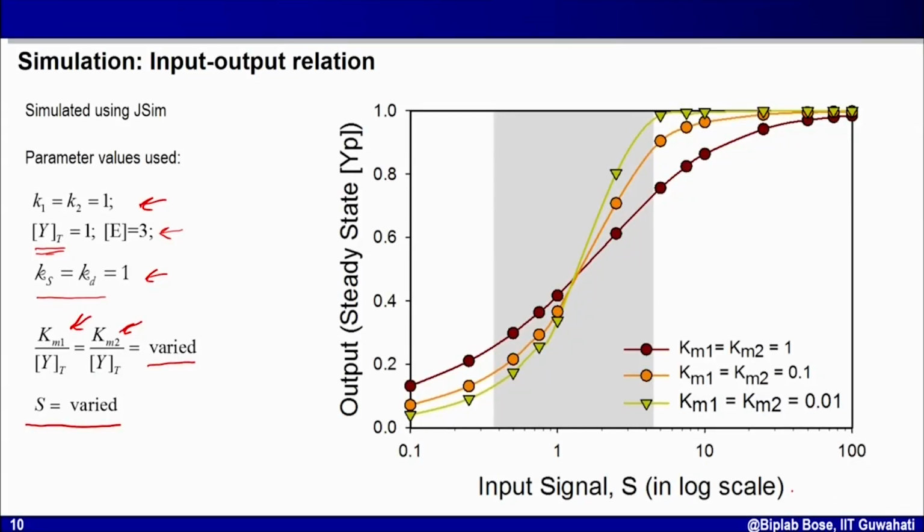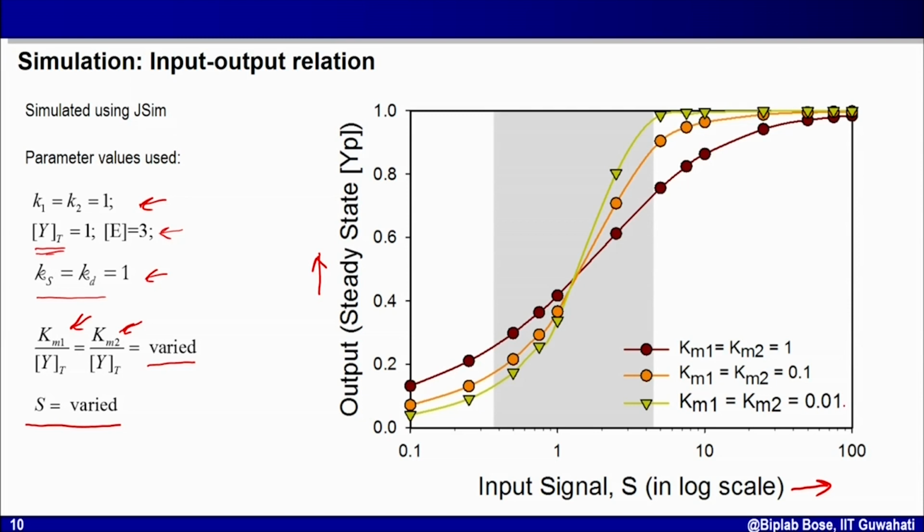In this horizontal axis, I have plotted S, the input signal, in log scale because the figure looks better when you plot in log scale. In the vertical axis, I have plotted the output, that is the steady state of Yp. How do I get the steady state of Yp? I have simulated using JSIM for 50 time steps. By 50 time steps, the system reaches steady state, and I have taken the last time step's value of Yp, that is my steady state value of Yp. And then I have plotted.